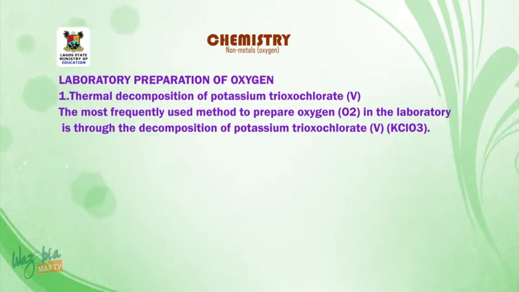Now to the laboratory preparation of oxygen, that is preparing oxygen in small quantity. Oxygen is usually prepared in the lab by 1. Thermal decomposition of potassium trioxychlorate 5 and 2. Decomposition of hydrogen peroxide. After this short break, we are going to look at the preparation of oxygen in the lab in details. Thank you.